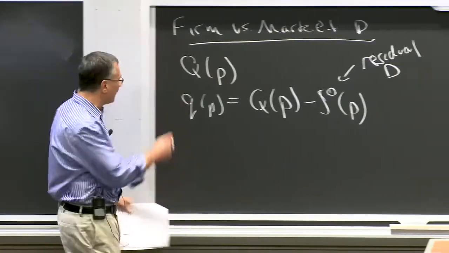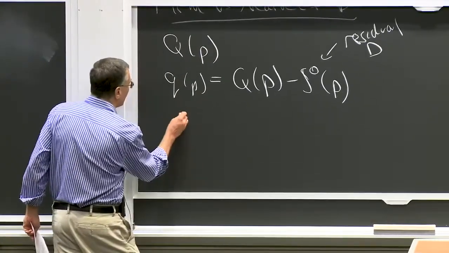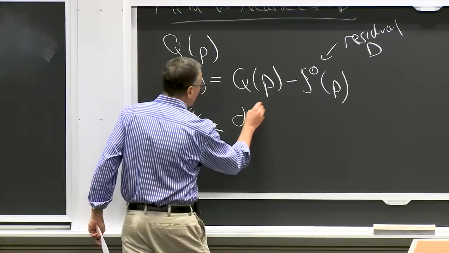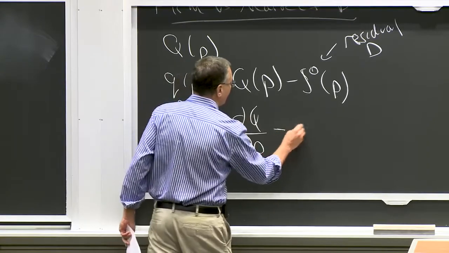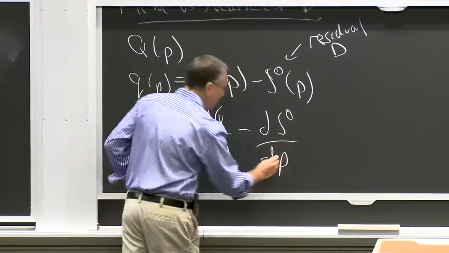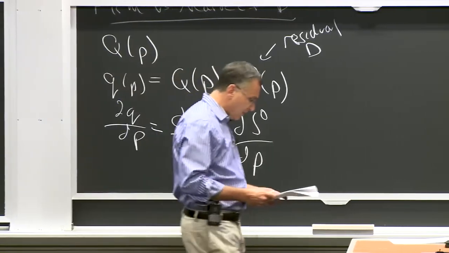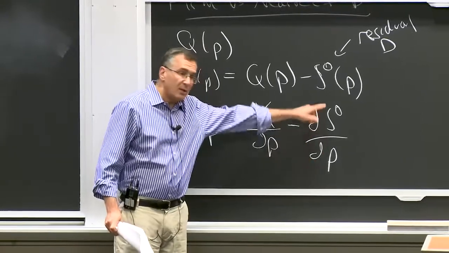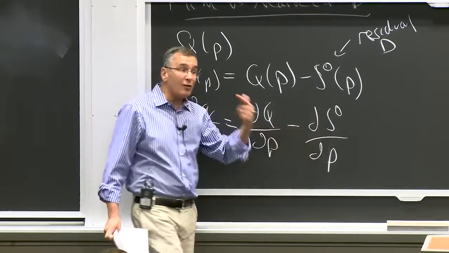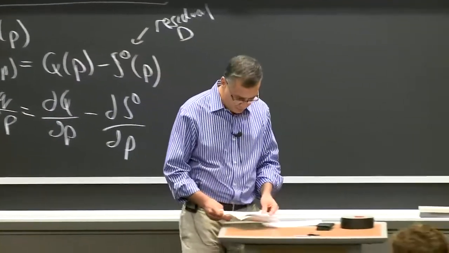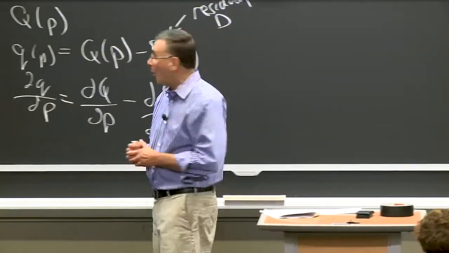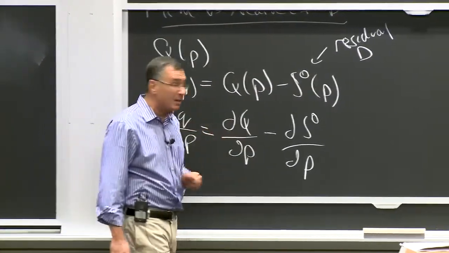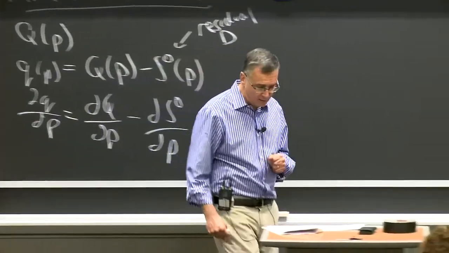So let's do an example. Let's first differentiate this. If you do dq/dp, what do you get? You get dQ/dp minus dS0/dp. Okay? Now the first term is negative because demand is downward sloping. This term, dS0/dp, is positive. The higher the price, the more suppliers are going to be in the market. Okay? So it's a negative minus a positive. So already we see d little q/dp is going to be bigger in absolute value than dQ/dp, because dS0/dp is positive and you're subtracting it.